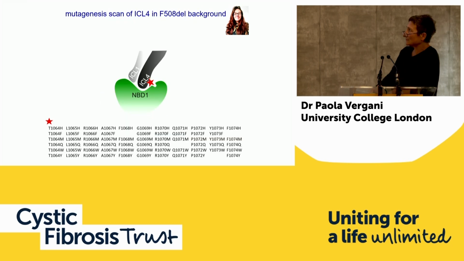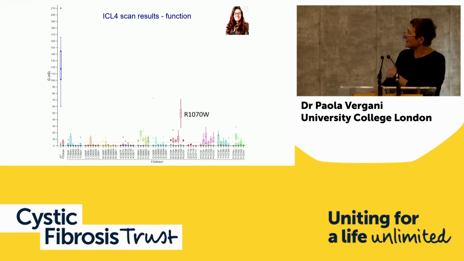So what Stella did was to look at this systematically. She did 5 or 6 substitutions at 11 positions in the ICL4 and studied this whole panel of mutants using our fluorescence assay. And these are the results she got for function. You can see that the wild type, the first one in blue, has a high whole cell conductance of around 120 nanosiemens, while F508del in red is 25-fold lower.